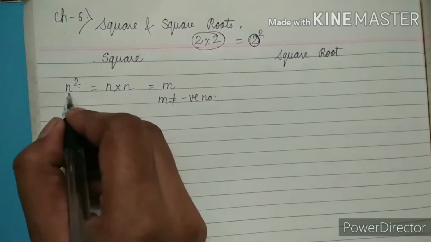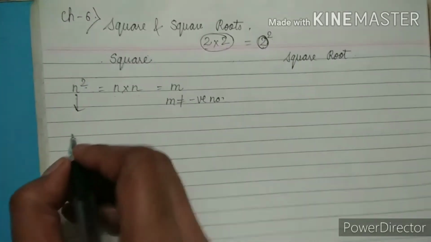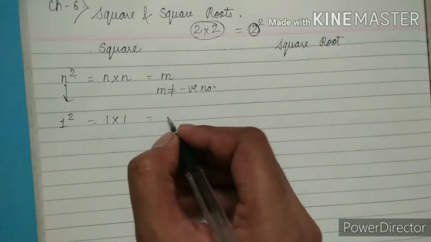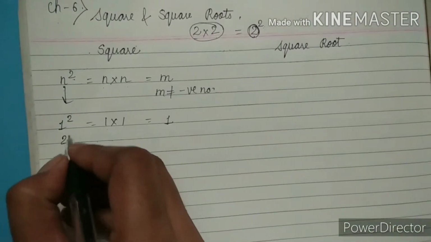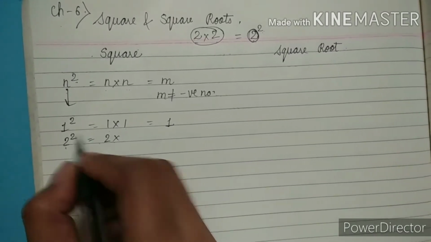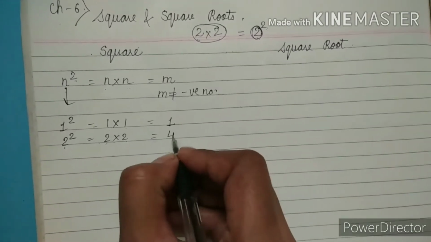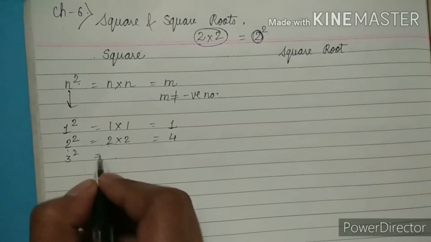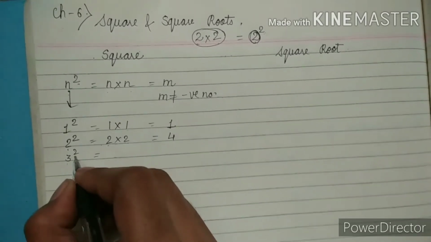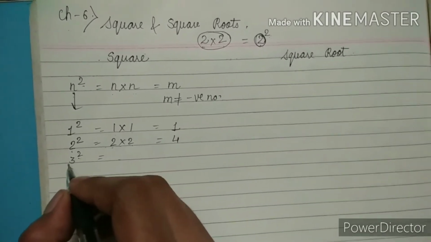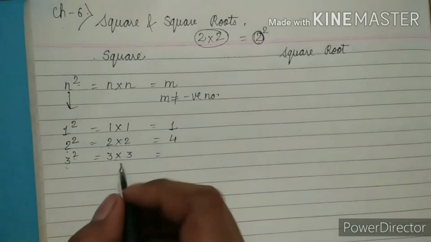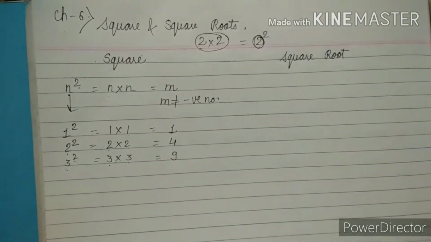So we are going to start putting the values of n, beginning with 1. 1 square means 1 into 1, and its answer is 1. Same for 2: 2 square means we multiply 2 times, so 2 into 2 is 4. Now 3 square means 3 is multiplied how many times? 2 times. The power shows the number of times that the number is multiplied. So 3 into 3 is 9.